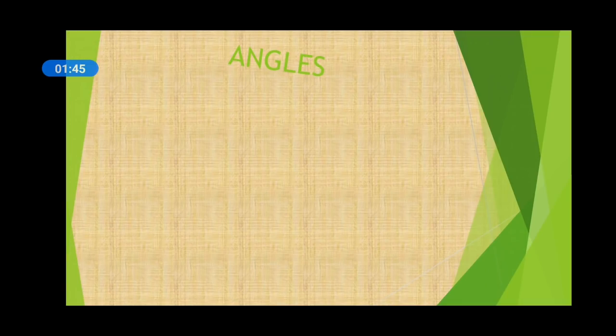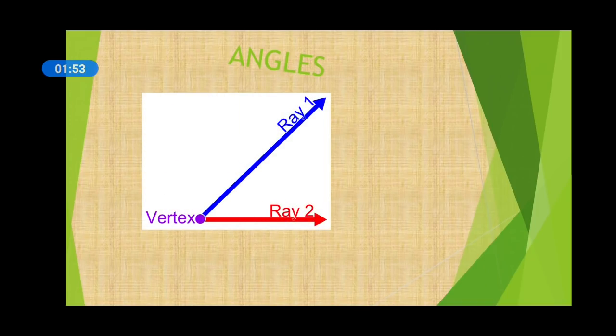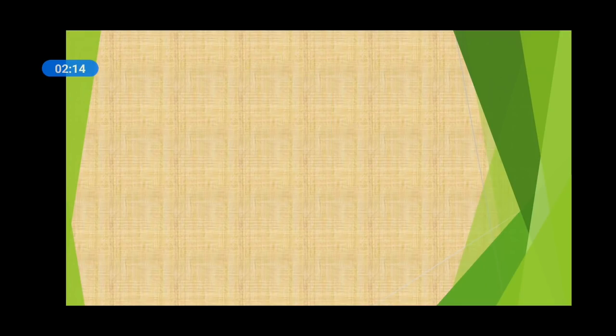So the first definition that comes in lines and angles is angles, which you already know: when two rays meet at a point, the point is called a vertex. So here ray 1 and ray 2 are meeting at a point. The lines are called rays here, and the point is called a vertex.